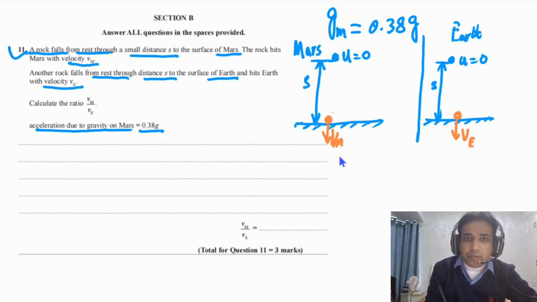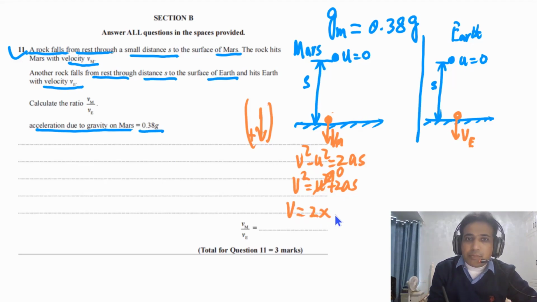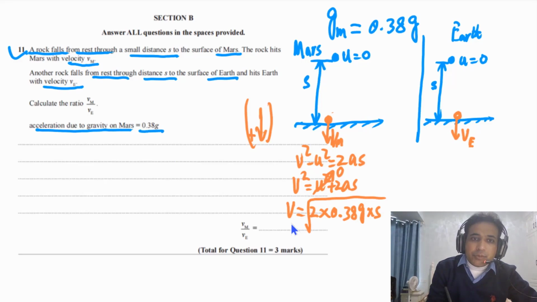So first of all, we can find out vm. In this case, acceleration is constant, so we can use v squared minus u squared equal to 2as. So v squared is equal to u squared plus 2as, and in this case we are taking downwards as positive. u is equal to 0. So v will be the root of 2 times gm times s, and gm is equal to 0.38 times g. So this is the value of vm.